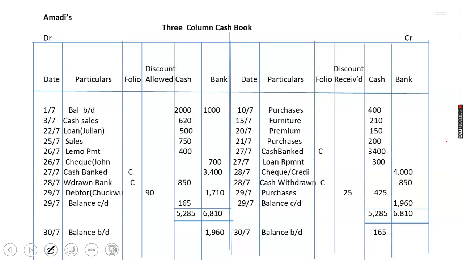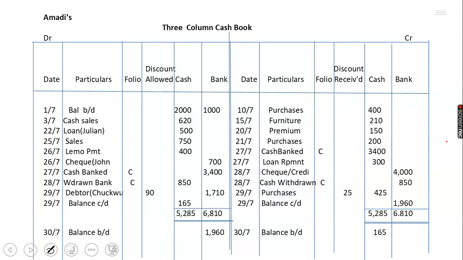Then 22/7 loan from Julian, that is Julian gave us some loan, and that will be debited to the cash, 500 naira. Then 27 premium, that one will be a premium for insurance, and that will be cash of 150 naira. So it's going to be credited under the cash column. Then we have 25/7 sales 750 naira. So it is debited under the cash column because it was cash.